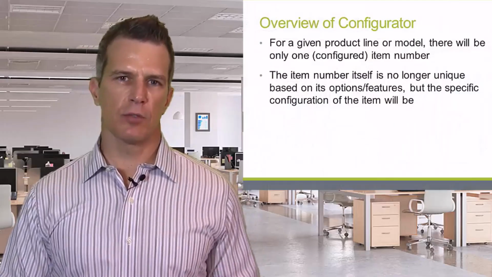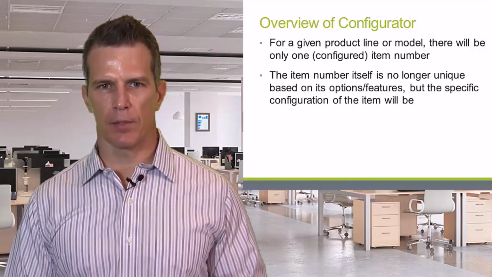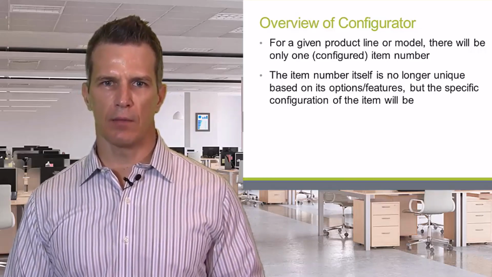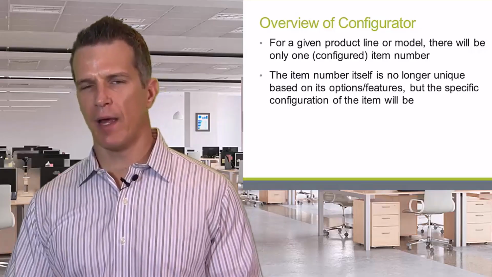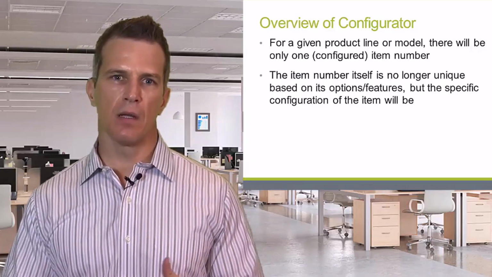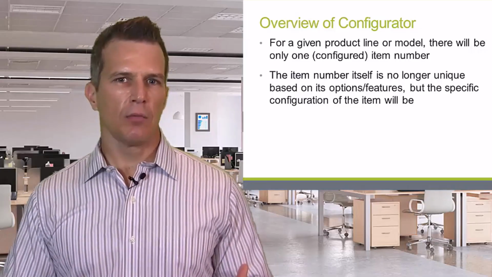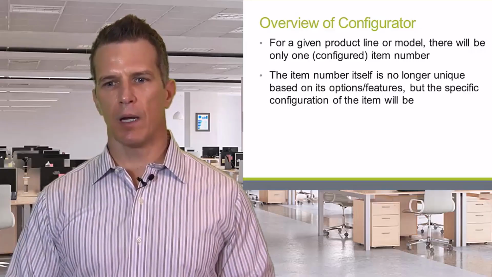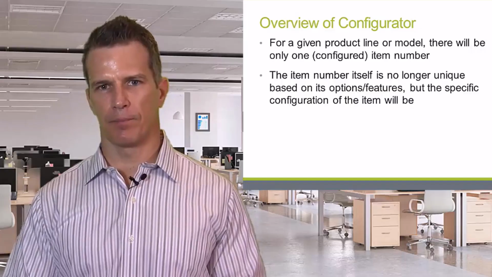We talked about some traditional approaches, which was essentially unique end item numbers or appended item numbers. In configurator, the item number itself is no longer unique. What is unique is the specific configuration of that item as ordered by the customer. So in other words, the combination of the options and features that the customer requested. Typically, when you're in a configured environment, companies often have one configured item per product line.